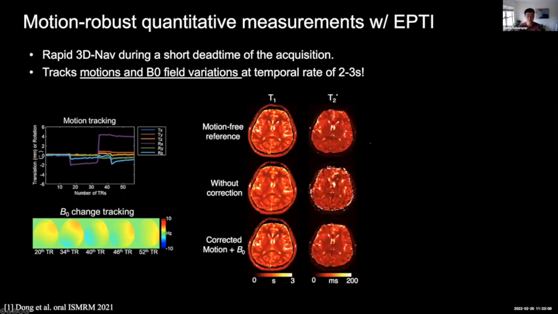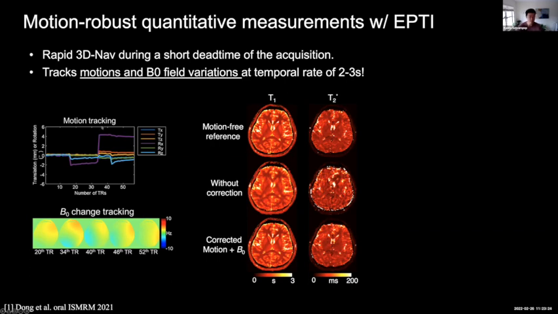Now we did some experiments on this. Here's an example of an EPTI acquisition that is motion-free. With motion corruption due to motion as well as B0 changes, you can see that the quantitative maps really start to fail, particularly with the T2 star.